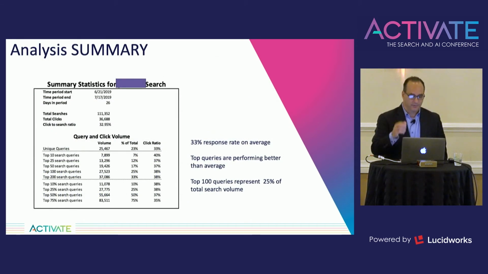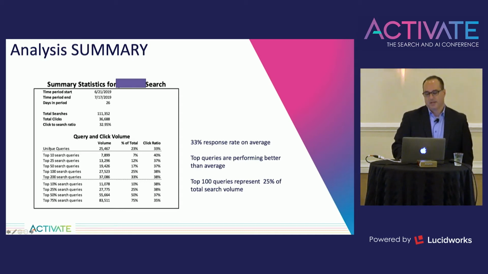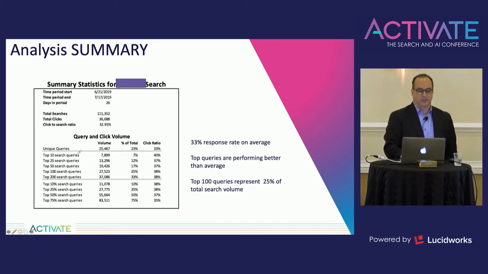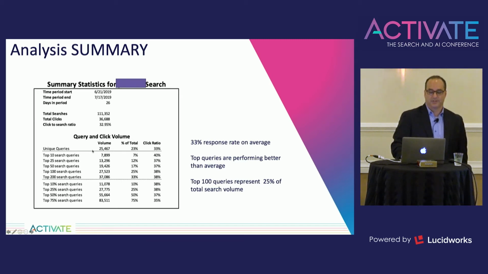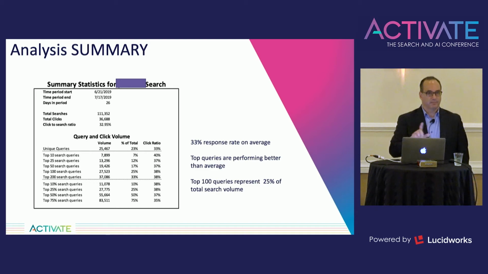And just a few more, because I'm looking at my time here. Some additional examples of what we're pulling out include the distribution of queries, their volume, and the percent of the total. In this case, you're looking at the top 200 queries as a third, and then what the click ratios are. So with this, I'll go ahead and take a few questions because I'm going to be out of time.